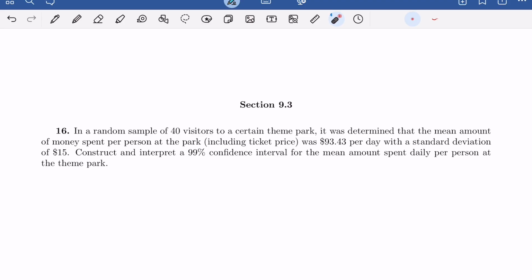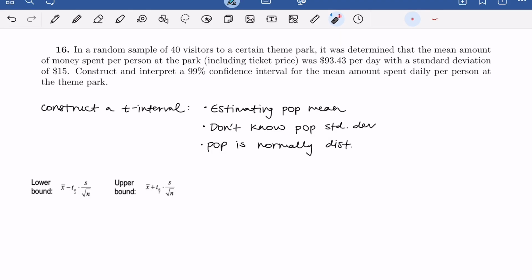So in this case, we're going to construct a t-interval, and I'll list the reasons why here. We are estimating the population mean. We don't know the population standard deviation. We're just given the sample standard deviation, and this population is normally distributed. So I'll list those reasons here, and then I'll paste the formulas for the lower and upper bound for our t-interval. So next we need to find our critical value, t of alpha over 2.